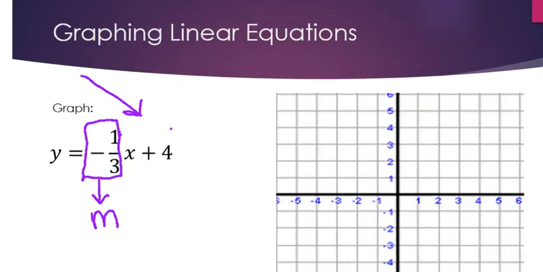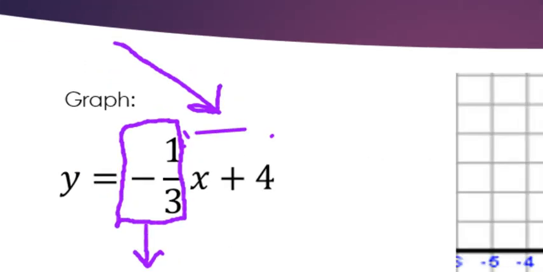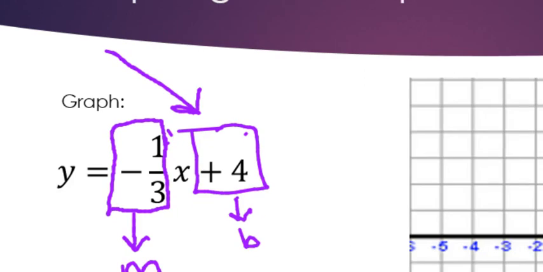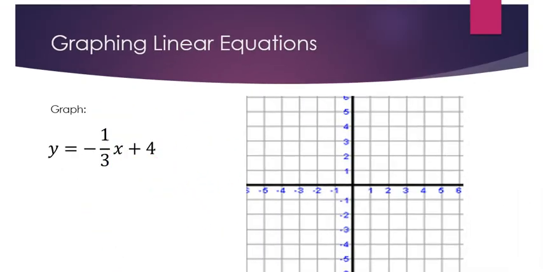My y-intercept is the constant that's here with us, so that is 4. Okay? So my slope is -1/3 and my y-intercept is 4. So I'm going to plot my point on 4, and then I'm going to go down 1 to the right 3. Okay? Or I could go up 1, but I would have to go back 3 to make it negative, right?